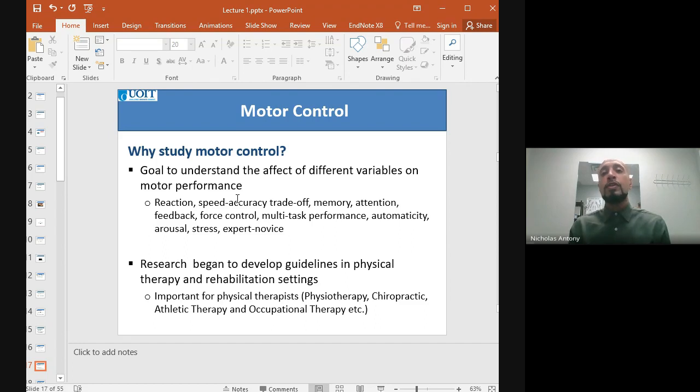And then obviously the research, for a lot of the people that go on to clinical work, allows us to develop standards and guidelines when coaching, when doing treatment programs for physical therapists or rehab, or coaching paradigms for people that are training people.